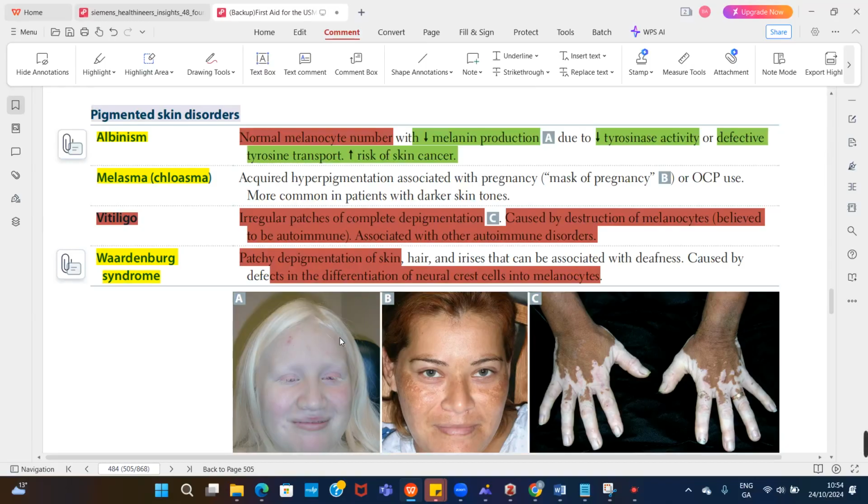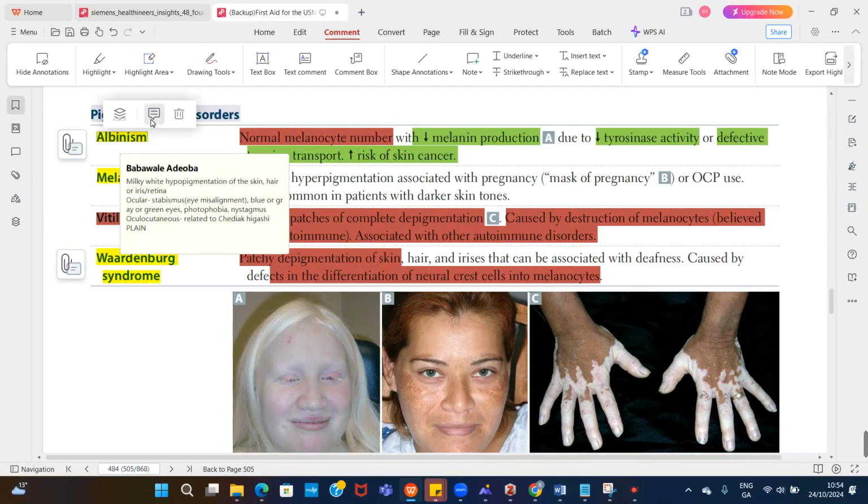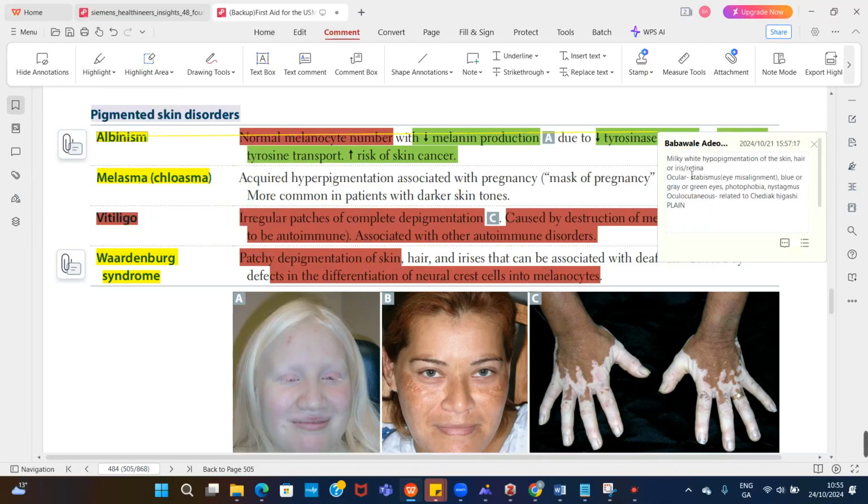Oculocutaneous albinism is associated with Chediak-Higashi syndrome. You have to know this. Very, very important stuff. So, albinism: they have a milky white hypopigmentation of the skin, the hair, the iris, retina. For the ocular one, they have strabismus, blue-green eyes, photophobia, and nystagmus.